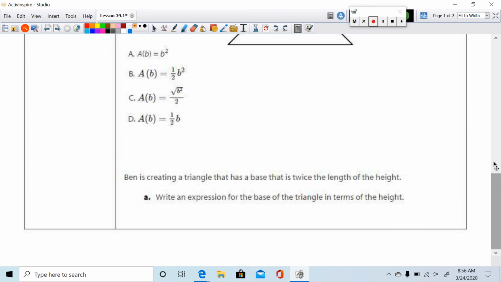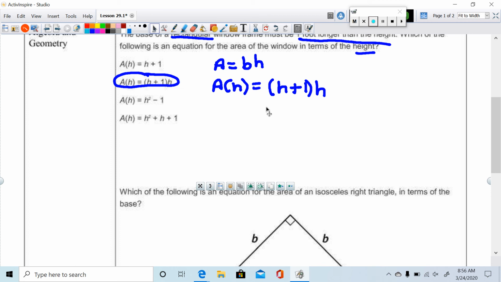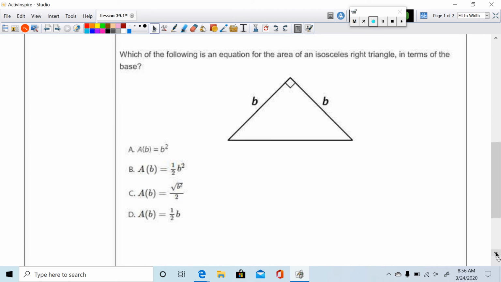Okay, the next one. Which of the following is an equation of the area of an isosceles right triangle in terms of the base? You'll have to give me a moment, I'm just getting used to this tablet. Okay, this is the area of a triangle, and the area of a triangle is 1/2 base times height. But again, it's a function in terms of the base.